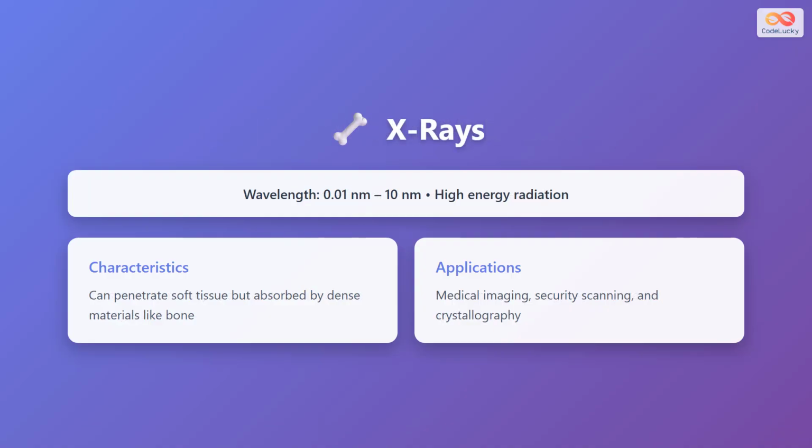X-rays are high-energy radiation with wavelengths between 0.01 and 10 nanometers. The defining characteristic of X-rays is their ability to penetrate soft tissue while being absorbed by dense materials like bone and metal. This property makes X-rays invaluable in medical imaging, allowing doctors to see inside the body and diagnose fractures and other conditions. X-rays are also used in security scanning at airports and in crystallography, which helps scientists determine the structure of molecules and materials at the atomic level.